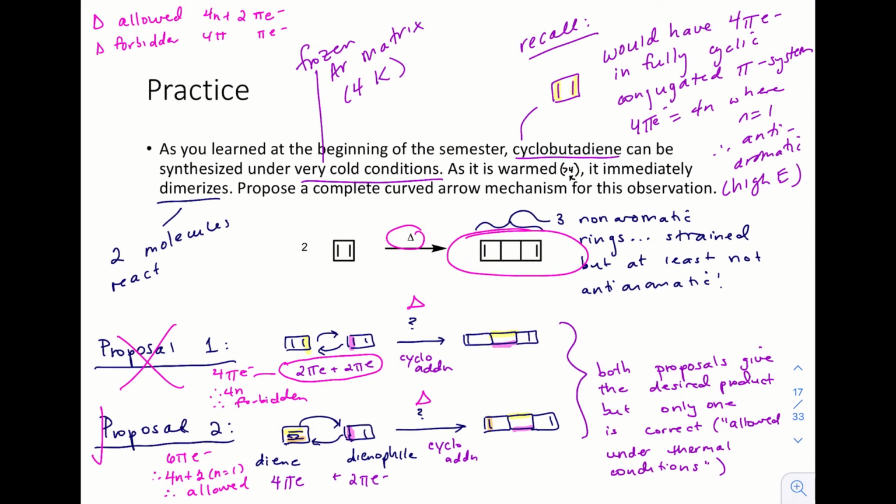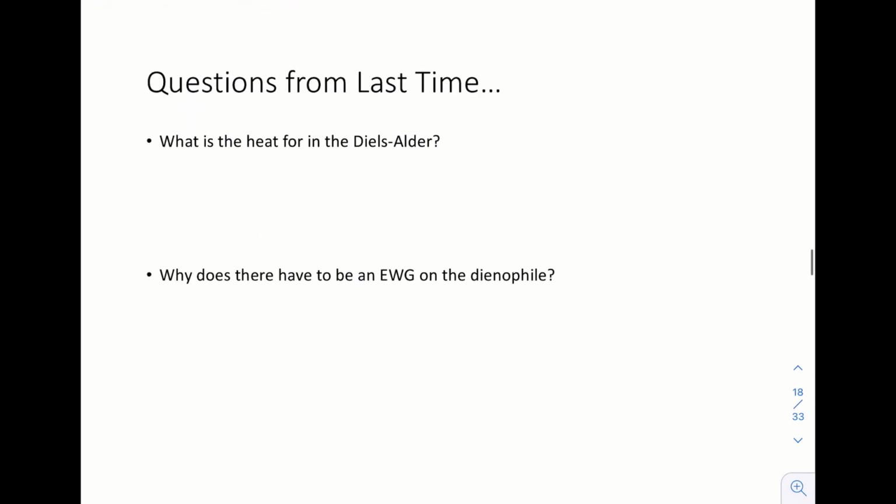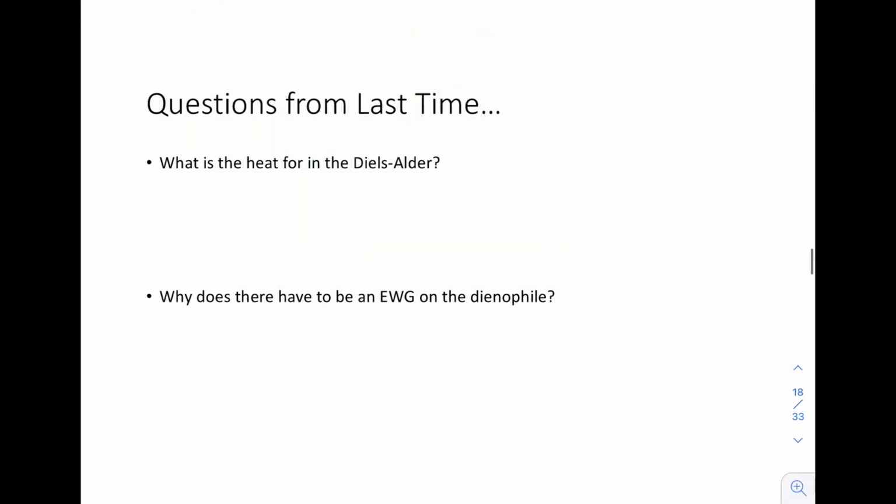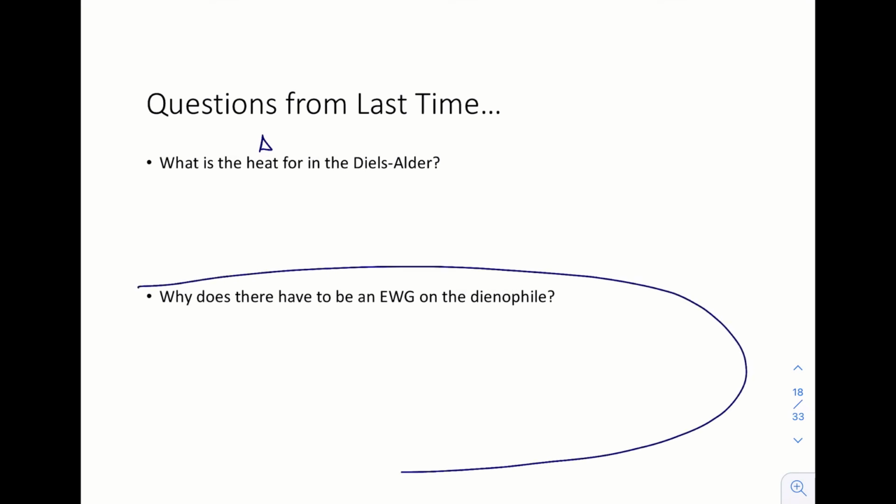As we move now to learning a few more cycloadditions that we can use in synthesis, let's be sure we have addressed the questions that we had regarding the Diels-Alder from the last lesson. Pause. Try to answer this question yourself. What is the heat for? What does the triangle mean in the Diels-Alder? And then answer, why is there often an electron withdrawing group on the dienophile?